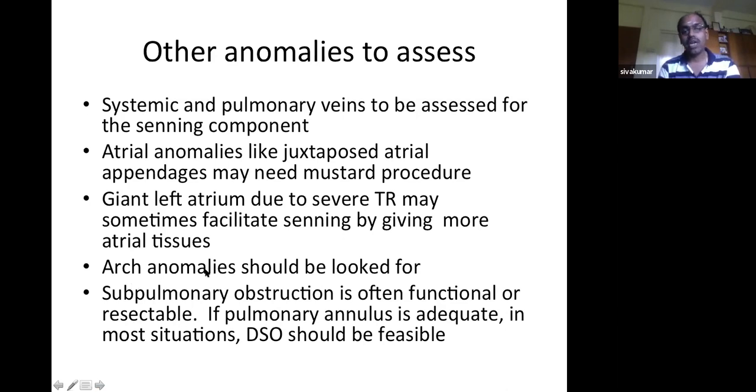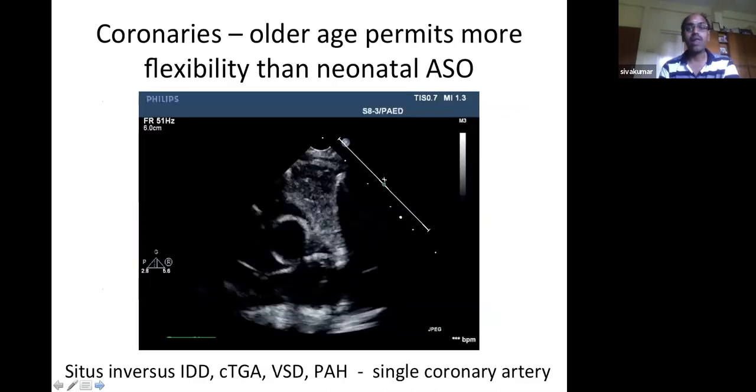Look for aortic arch abnormalities. Look for subpulmonary obstruction which is functional or resectable. Sometimes the subpulmonary obstruction is completely functional due to protruding tricuspid valve chordae through the VSD into the left ventricular outflow tract, or protruding thinned out membranous septum into the left ventricular outflow tract. Such patients may completely open out after you do the double switch operation. So in such cases, if the pulmonary annulus is of adequate size, a double switch can be performed.